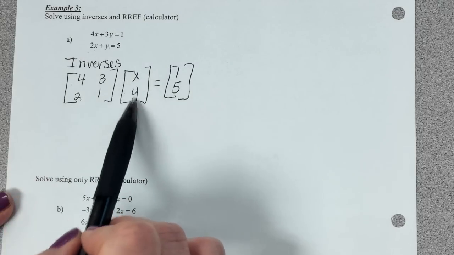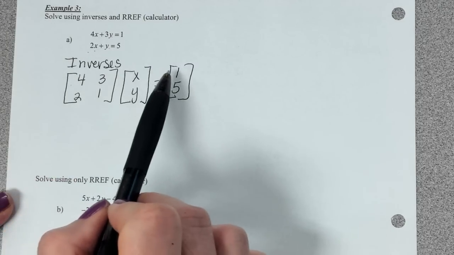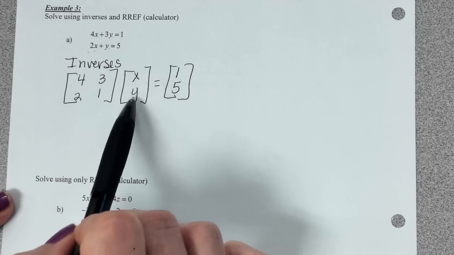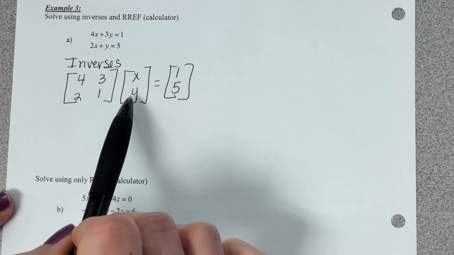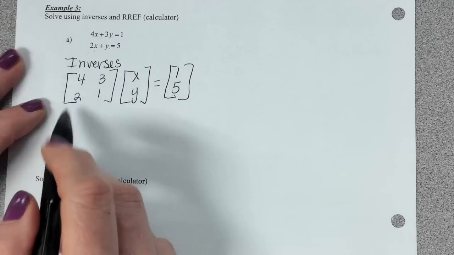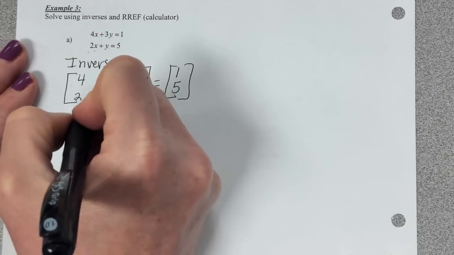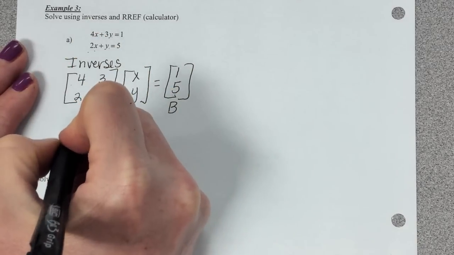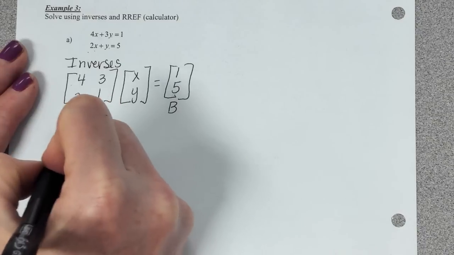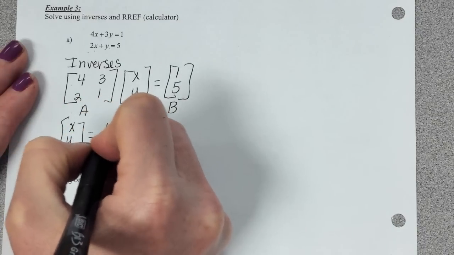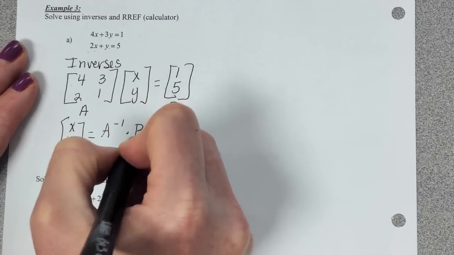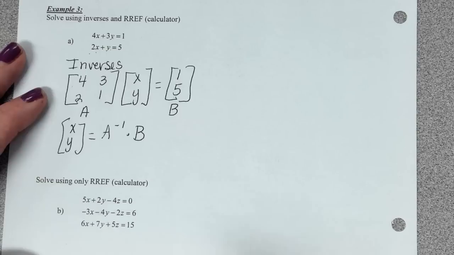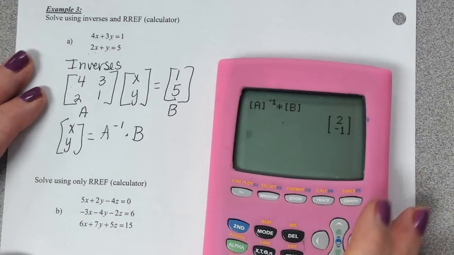We're solving for these variables of x and y. We want it to be equal to 1 and 5 for whatever values we get for x and y. So to solve this, I'm going to call this A and this B. X, y is going to be equal to the inverse of A times B. So let's get our calculator now.